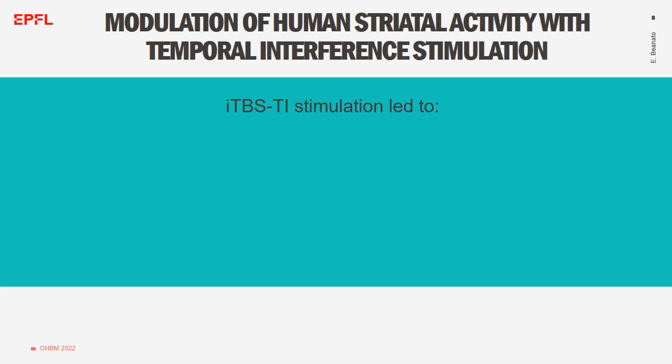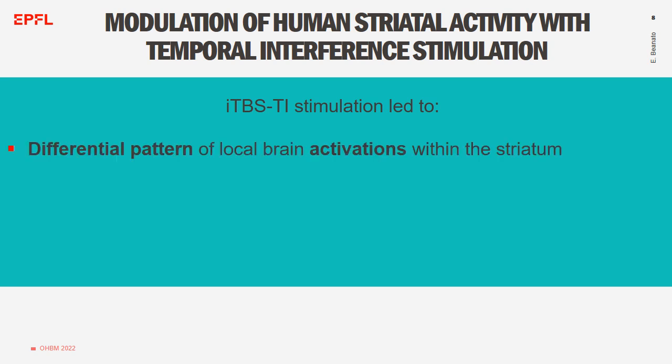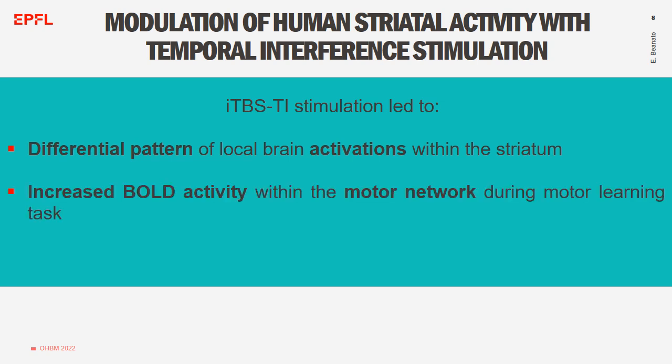So, to recapture your attention, I will already give you some insights into our main findings. What we found was that iTBS-TI stimulation led, firstly, to a differential pattern of local brain activations within the striatum, our target region. We then observed an increased BOLD activity within the motor network, the network including the striatum, during the motor learning task. And finally, these brain changes were also reflected in an increased motor learning task performance on the behavioral level.